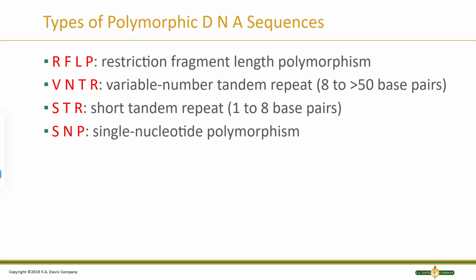There are different types of polymorphic DNA sequences. RFLPs, restriction fragment length polymorphism. VNTRs, variable number tandem repeats. STRs, short tandem repeats. SNPs, single nucleotide polymorphisms.